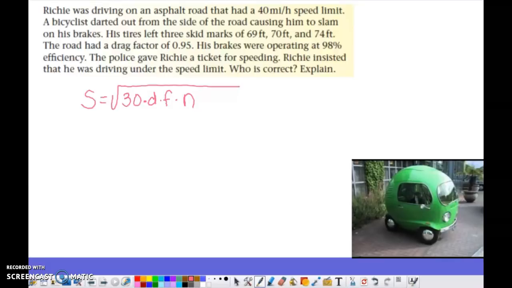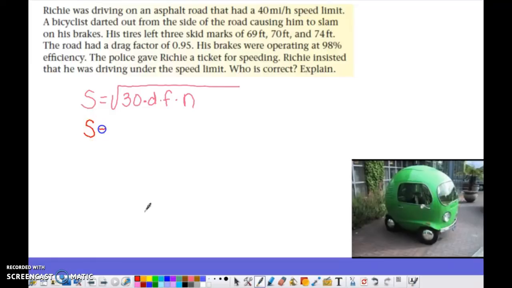All right, hopefully you had some time to read through this problem and try it on your own. Let's go ahead and check your answers. So again, we're talking about a skid, and we're trying to find that minimum speed that they were traveling to determine if they actually were speeding. So we have to use our formula, which I wrote out right here for us, and then we just fill in what we know.